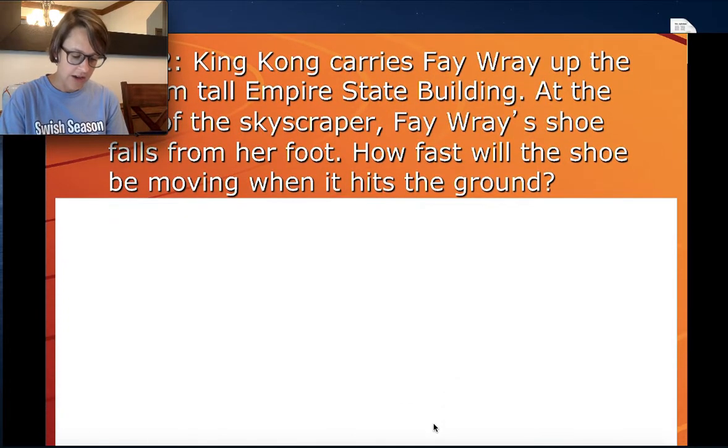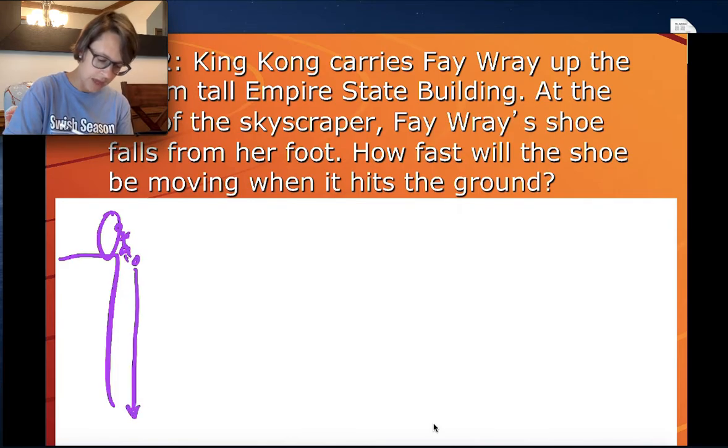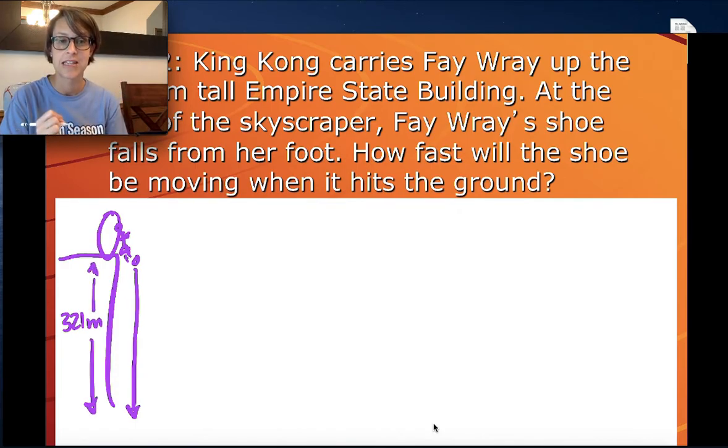Number 2, King Kong carries Fay Ray up the 321-meter tall Empire State Building. At the top of the skyscraper, Fay Ray's shoe falls from her foot. How fast will the shoe be moving when it hits the ground? Okay, so let's give ourselves a picture. So here's King Kong, and he's holding Fay Ray, and her shoe falls. And it tells us that the building is 321 meters tall. And that's all it tells us. And then it says, how fast will the shoe be moving when it hits the ground?